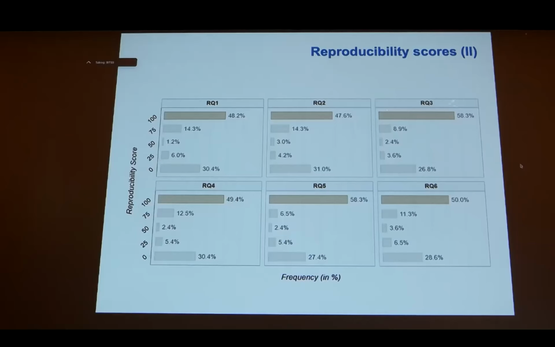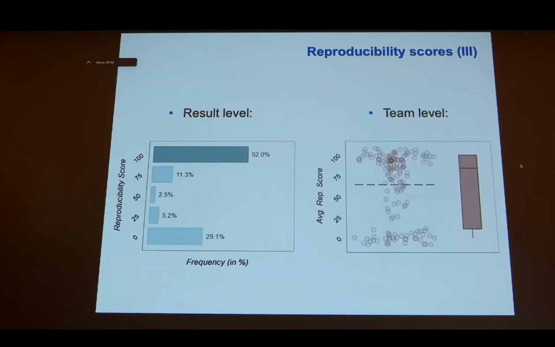It's interesting to see that for questions 3 and 5, we have a much higher success rate, another 10 percentage points. And those questions are, interestingly, the easiest ones, the less ambiguous ones. So that's why it's not a big surprise. We can also compute the average reproducibility score per team across the 6 research questions. It goes anywhere between 0 and 100, as you can guess, with an average of 63.5.